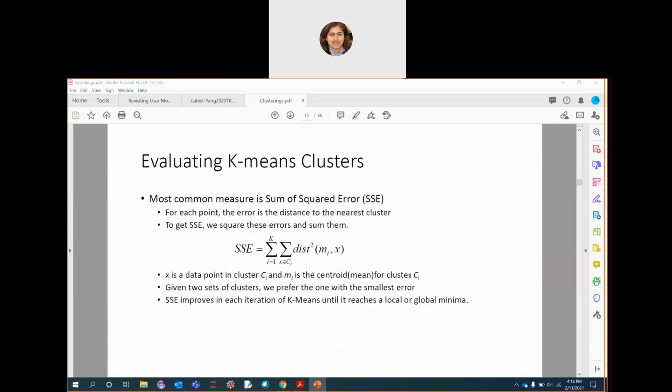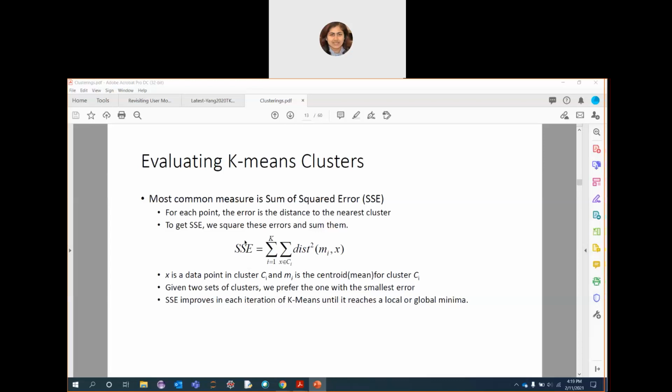So first, let's see evaluation of k-means cluster. K-means clustering is always dependent on the common measure of sum squared error, also called SSE. The short form is SSE. For each point, the error is actually the distance to the nearest cluster from a given data point.